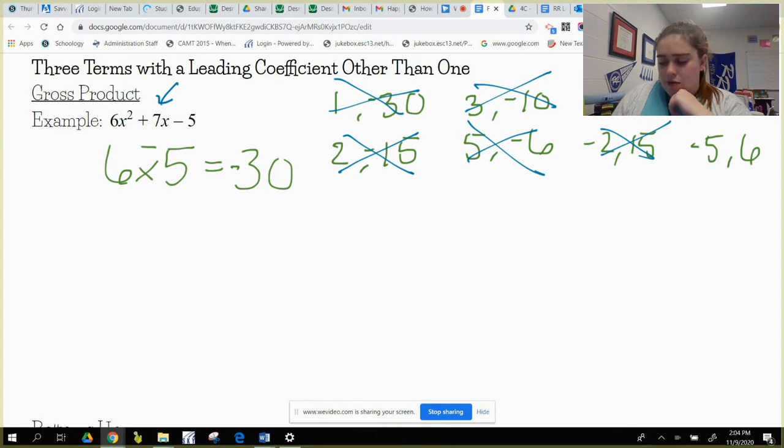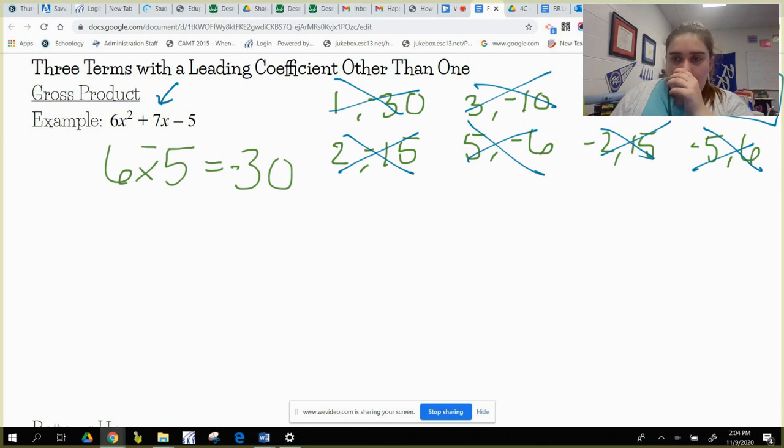Okay, we have -3 plus 10, and that is going to give us positive 7. So let's hold on to that one and then check our last one. -5 plus 6, that's positive 1. So it does end up being this -3 and 10. Okay, so that is what we're going to use on this next part.